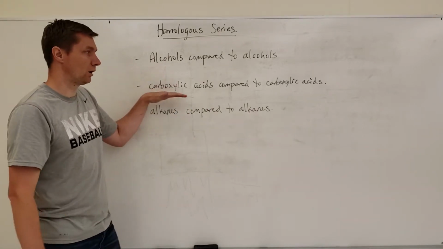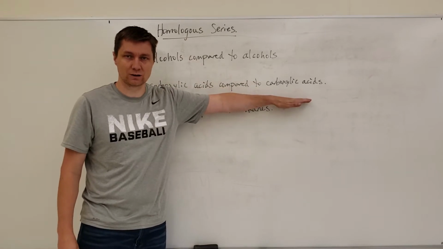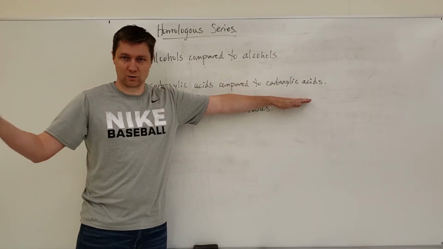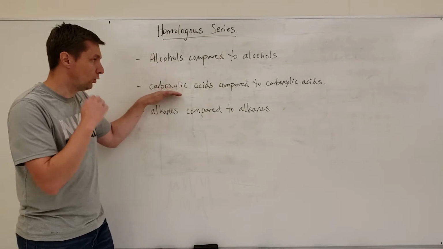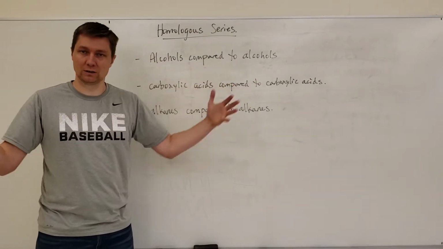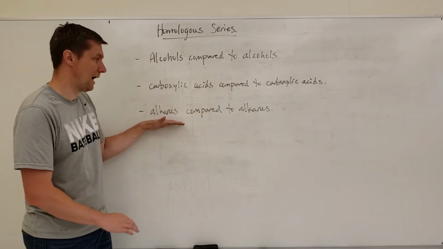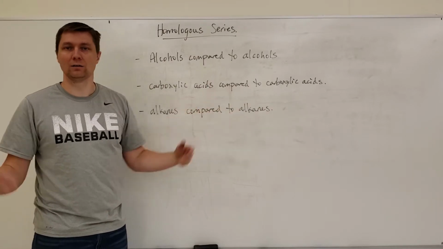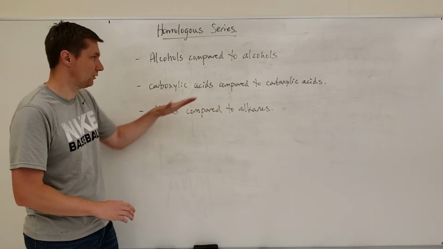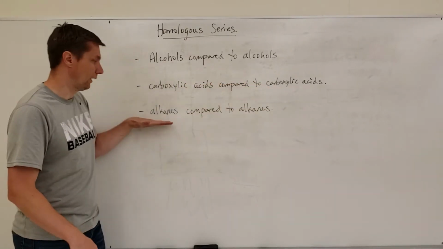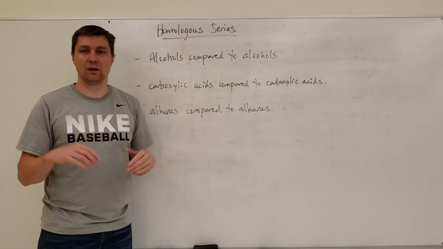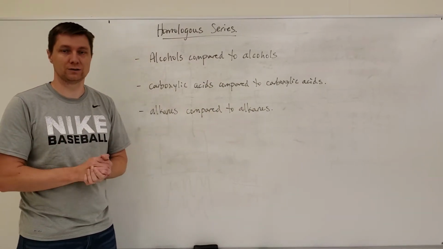If I compare one carboxylic acid to another carboxylic acid of a different length or type, they're both carboxylic acids, so those would be considered a homologous series. If I'm comparing alkanes to alkanes, again, that's a homologous series. But if I compare alkanes to carboxylic acids or alkanes to alkenes, then those are not homologous series.